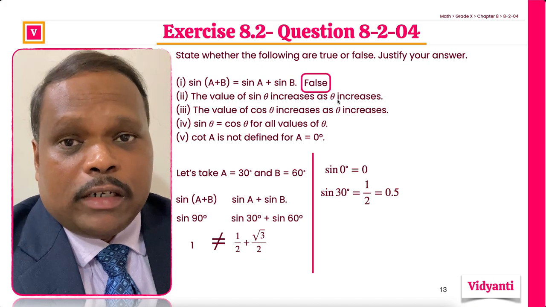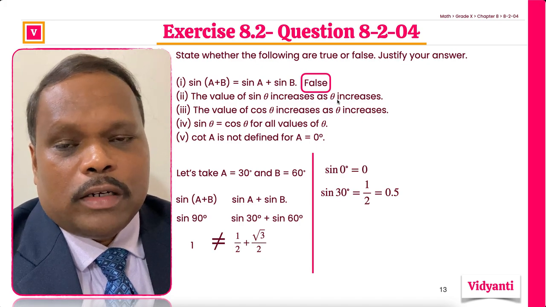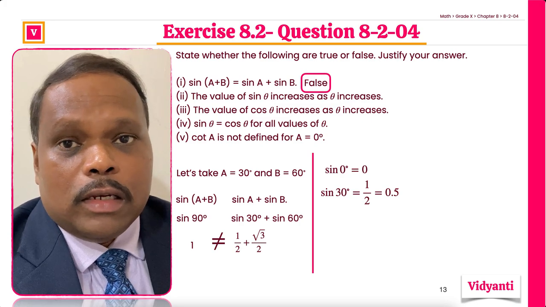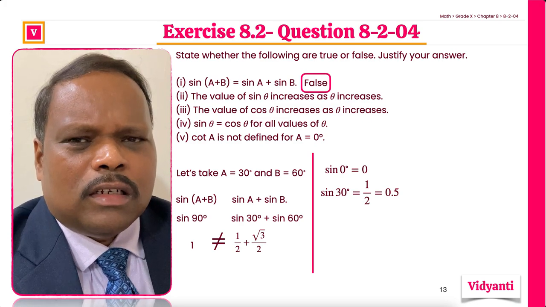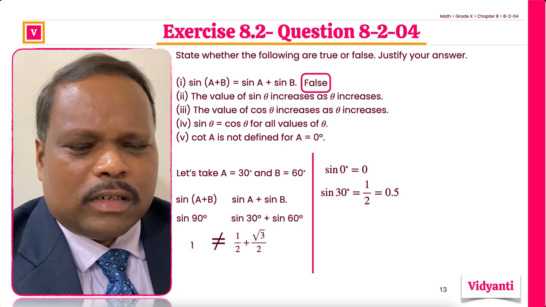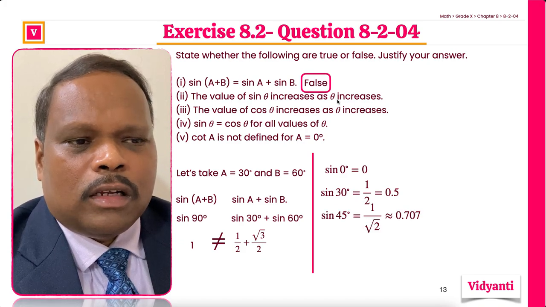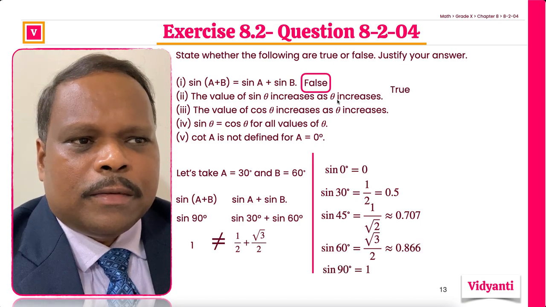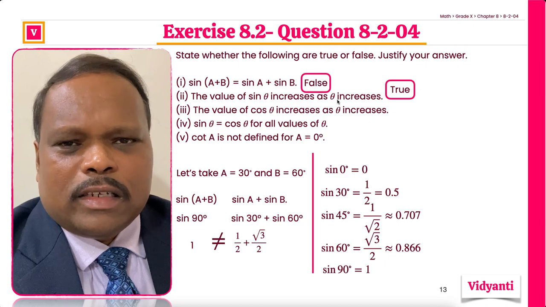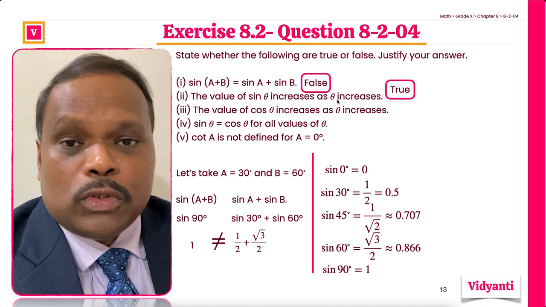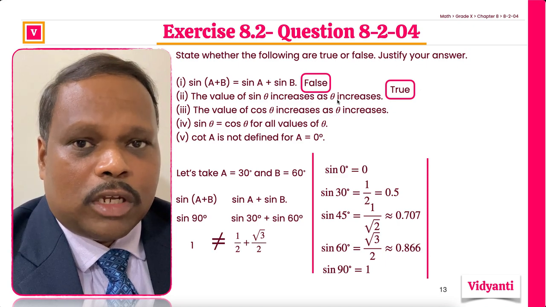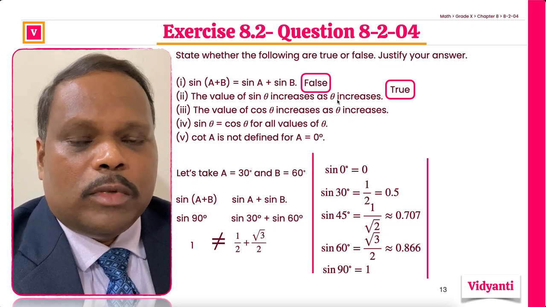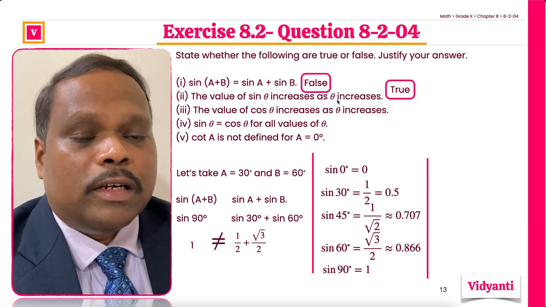So this is true. The second one is true as far as the first quadrant is concerned. From 0 degrees to 90 degrees, yes, the value of sine theta increases, not linearly. It changes sinusoidally, which is non-linear, but it increases. That's true. The value of cosine theta increases as theta increases. That's not true. In fact, cosine decreases as theta increases. You can again refer to the standard trigonometric ratios. Cosine 0 is 1, and eventually cosine 90 becomes 0, so it decreases.